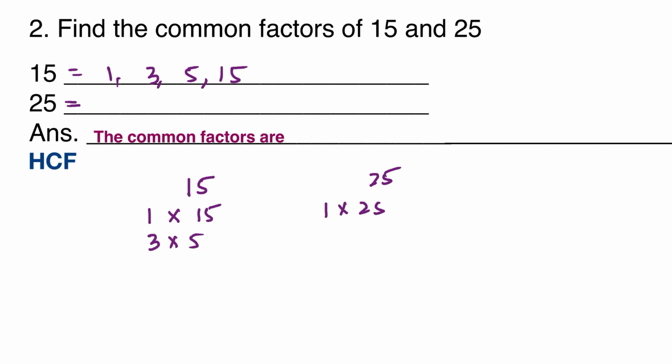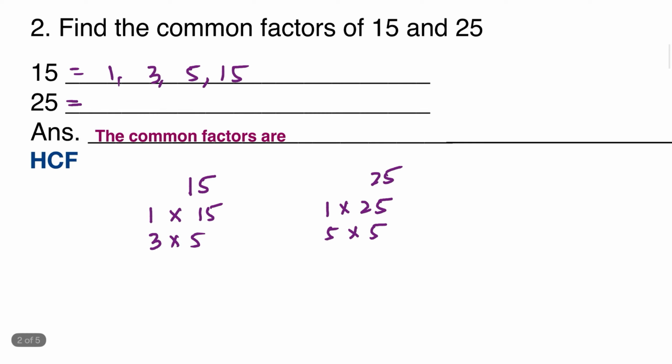1 into 25. 2, it doesn't go by 2, 3, 4. Straight away 5 into 5. This has already repeated itself. We stop here. The factors of 25 in the U formation are 1, 5, 25. Which are the common ones over here? 1 is common and 5 is common. Only 2. So the common factors are 1 and 5. What is highest out of 1 and 5? HCF is 5.